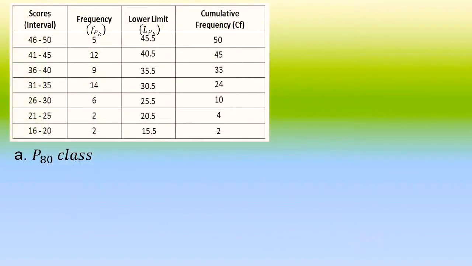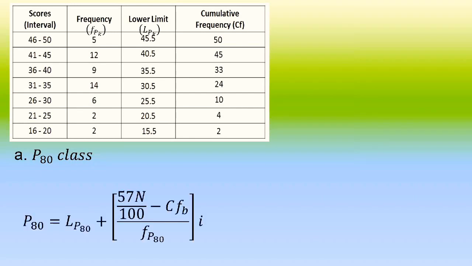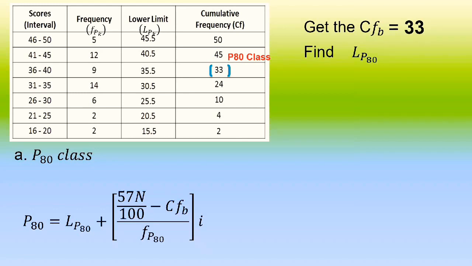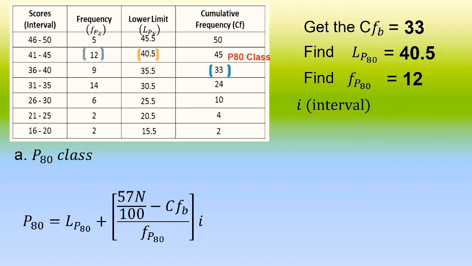After we have identified the class interval where the 80th percentile class belong, we are going to identify the values in our formula. First is the cumulative frequency before the percentile class, and that is equal to 33. Next is the lower boundary of our percentile class, and that is equal to 40.5. Next is the frequency of our percentile class, and that is equal to 12. And finally, our class interval is equal to 5.